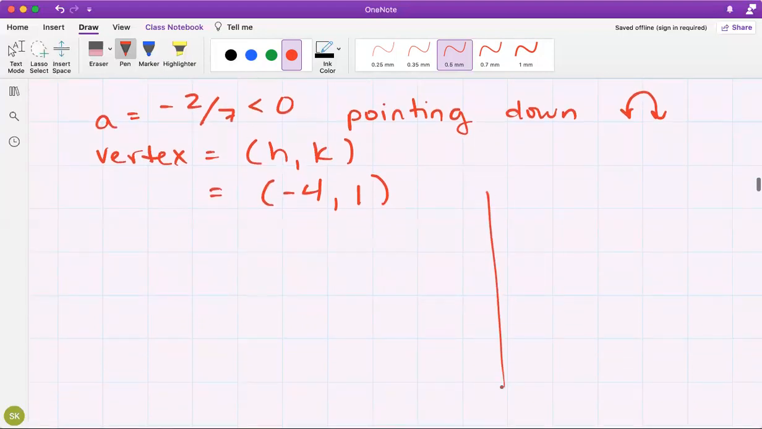Again, we could give a little sketch of this graph. So this is the x value, so we go over 4 and up 1. So that's our vertex. We're pointing down, so the graph is going to look something like this. And it's going to be symmetrical with respect to this x value here. So whatever's over here, you're going to have the identical copy over here.